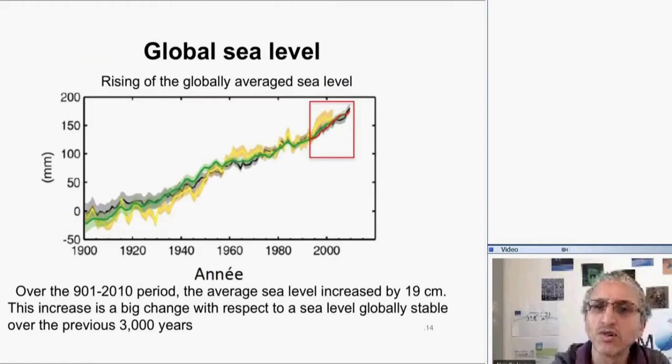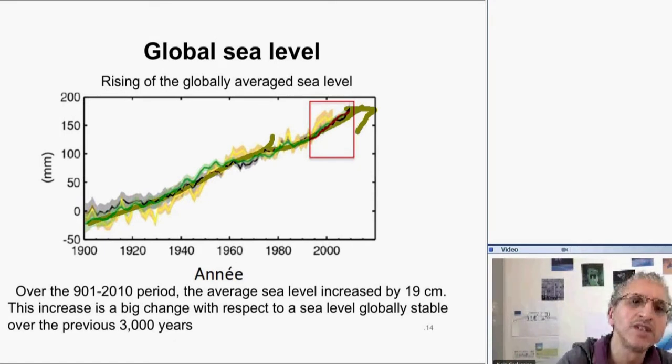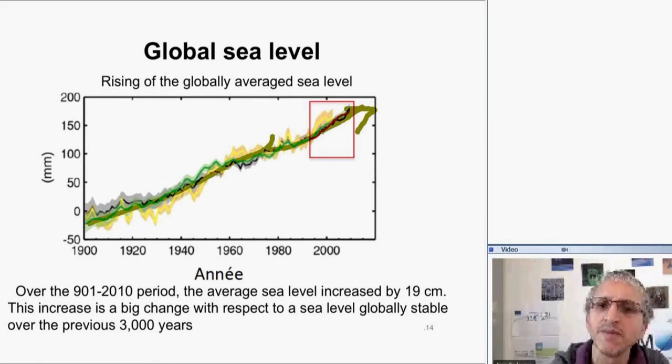And when you do calculate the global average, you get a much clearer picture. This is a change in sea level from 1900, so from the beginning of the last century until nowadays. It's a very continuous increase in sea level, and it went up by about 10, 20 centimeters. So the sea level has been increasing by 20 centimeters.